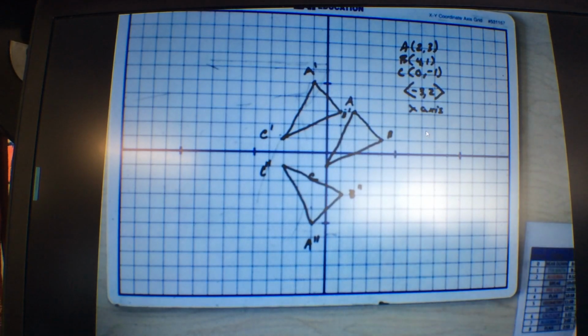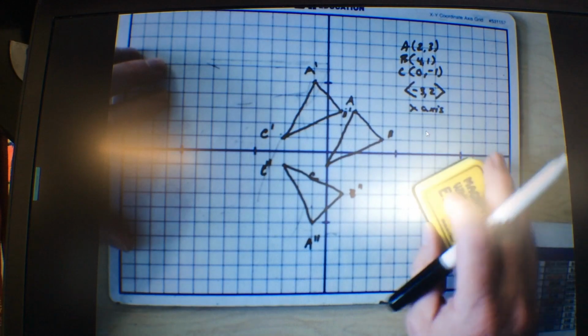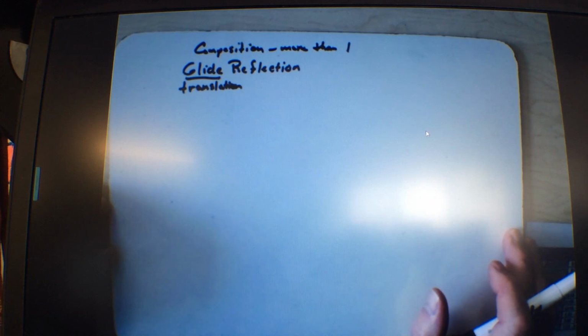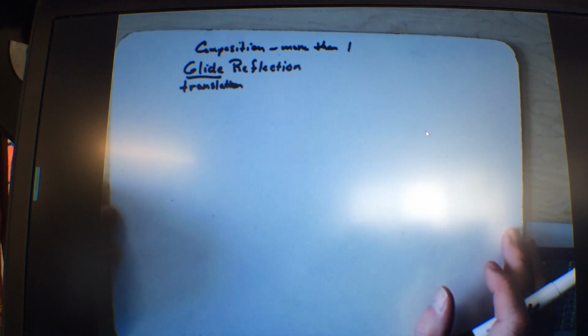All right. So, I'm going to show you a couple compositions that actually produce something a little out of the ordinary. Okay, the first one is if we do reflection on parallel lines. And if you will turn to page 250.